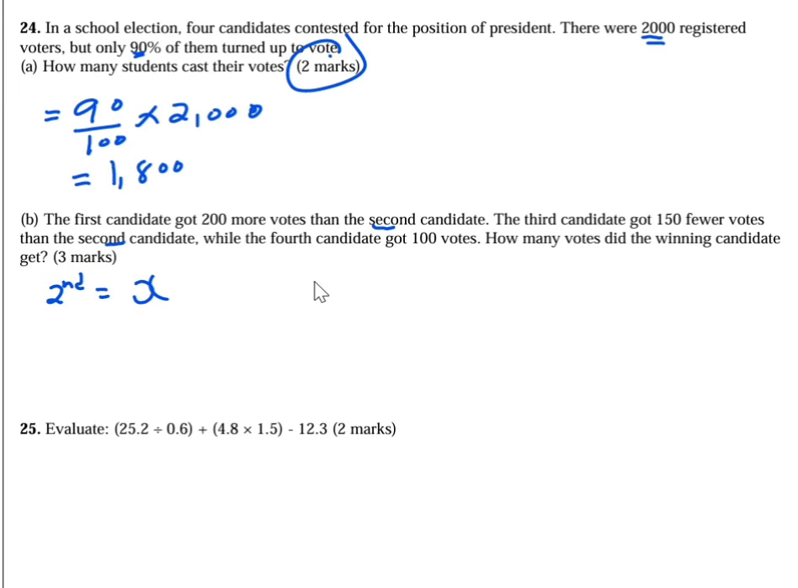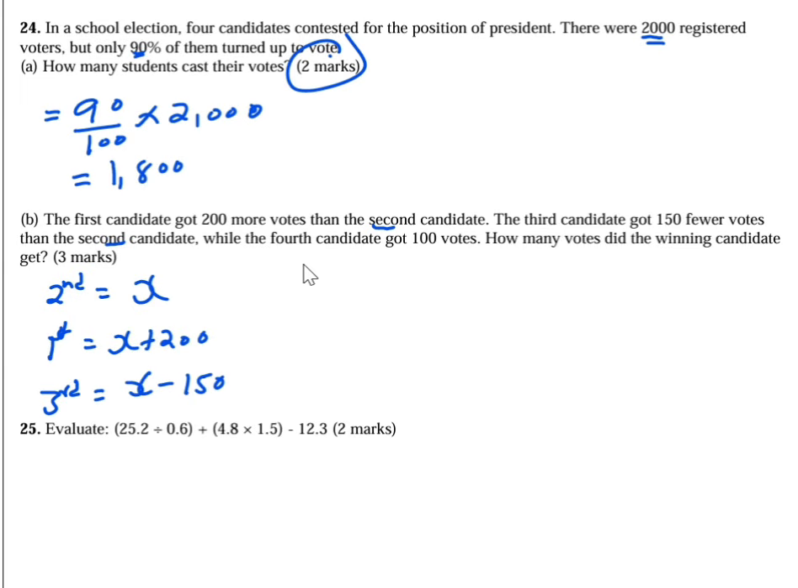We don't know how many votes. Now we come to the first candidate. So the first candidate will be 200 more. It means he beat him by 200. So since he beat him, we add. So it will be X plus 200. And then we go to the third candidate. So the third candidate, we write here third, got 150 fewer votes than the second. So it means he had fewer votes, so it is less 150. So his will be X and subtract 150.